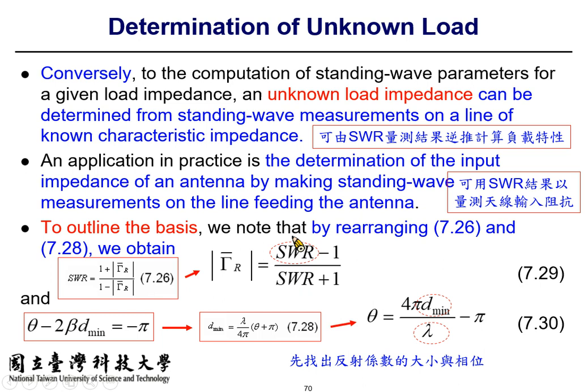The first one is the standing wave ratio, which is related to the magnitude of the reflection coefficient. As shown in equation 7.29, originally in 7.26, the standing wave ratio can be expressed in terms of the magnitude of the reflection coefficient. Therefore, the reflection coefficient magnitude, as shown in 7.29, can be expressed in terms of standing wave ratio, which is the ratio of SWR minus 1 divided by SWR plus 1.